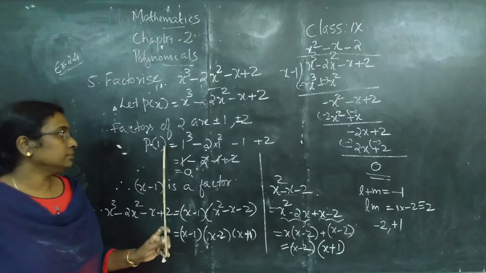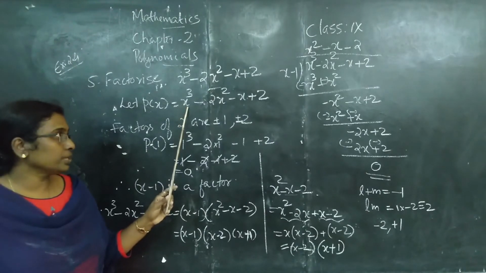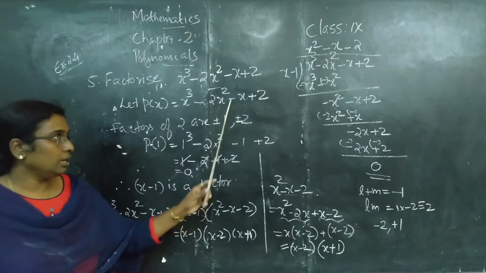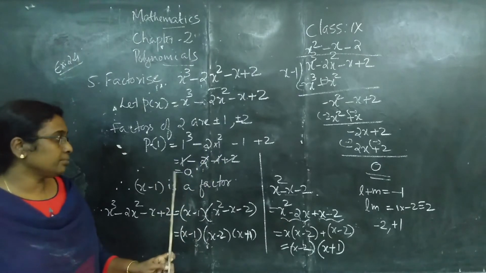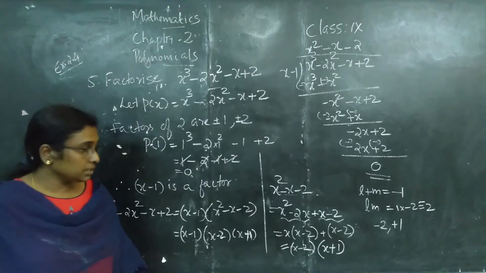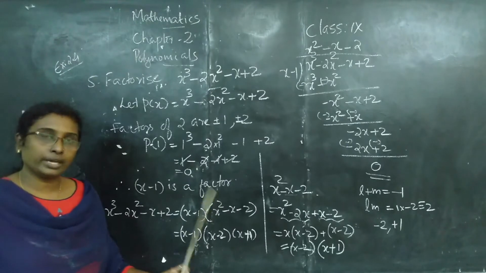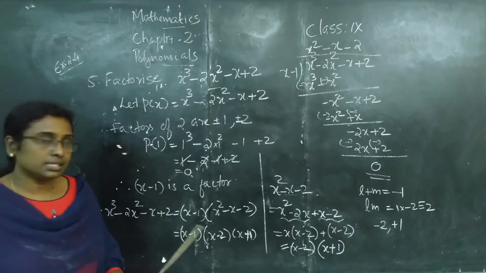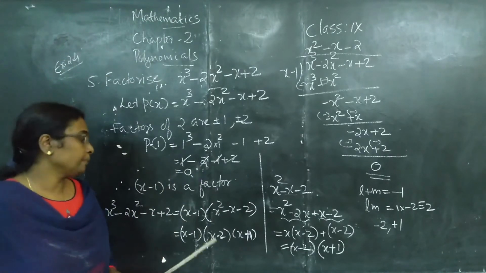Therefore, p of 1 equals 1 cube. Substitute 1 in place of x, we get 1 cube minus 2 into 1 square minus 1 plus 2. Okay. While simplifying, we get 0. P of 1 equals 0. According to the factor theorem, since p of 1 equals 0, x minus 1 is a factor. This cubic polynomial has 3 factors, isn't it? Here we get 1 factor, 2 more factors are there.